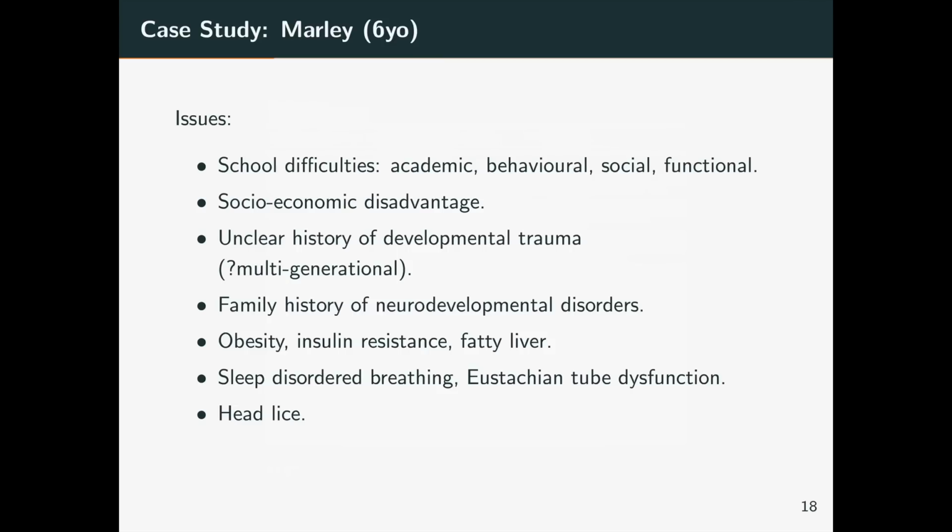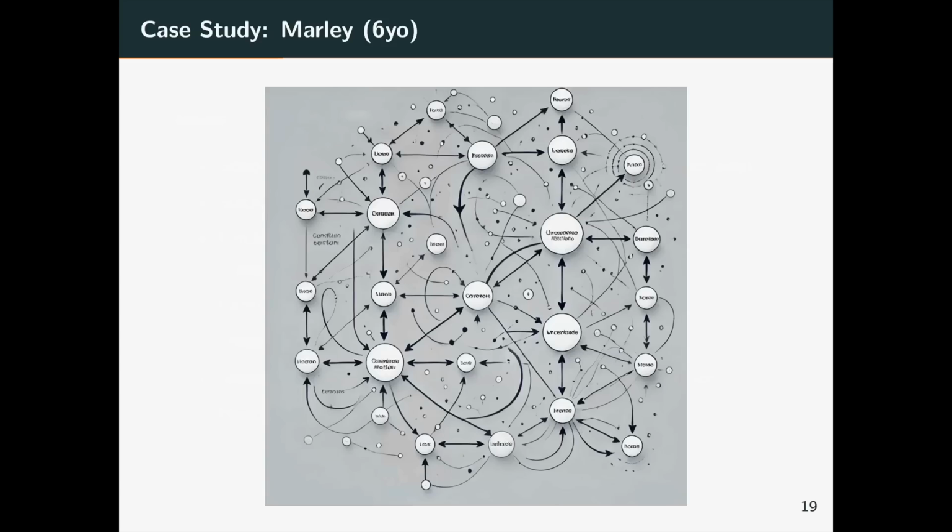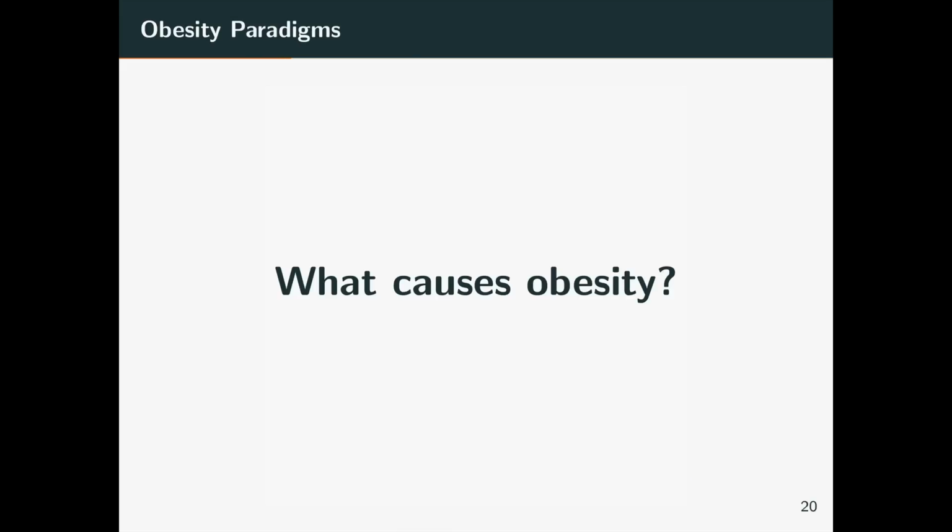So to summarise the issues, she's got school difficulties, quite a few. She has socioeconomic disadvantage and an unclear history of developmental trauma that may be multi-generational. She has a family history of neurodevelopmental disorders. She has obesity, insulin resistance, and fatty liver. She has sleep-disordered breathing, eustachian tube dysfunction, and head lice. I think all of these fall within my domain. But what's causing what? What is the direction of causality here? This is complex, okay? So let's just put a pin in that.